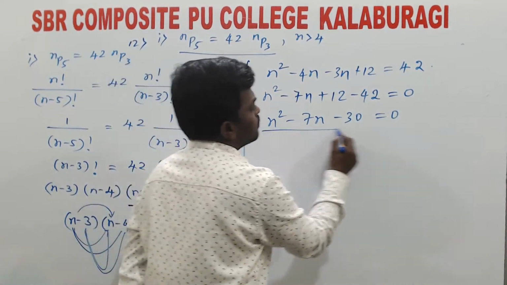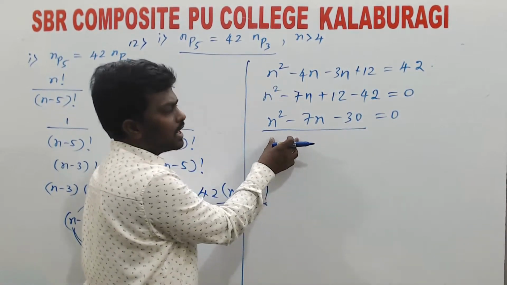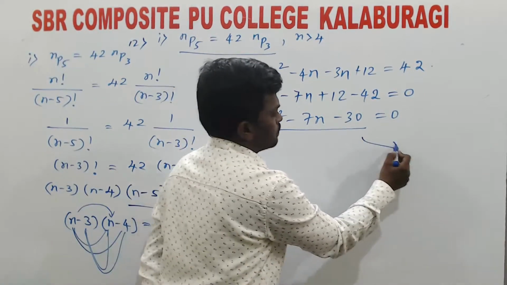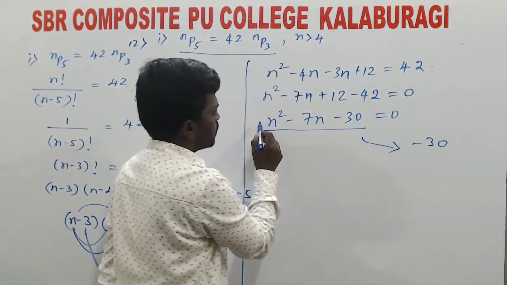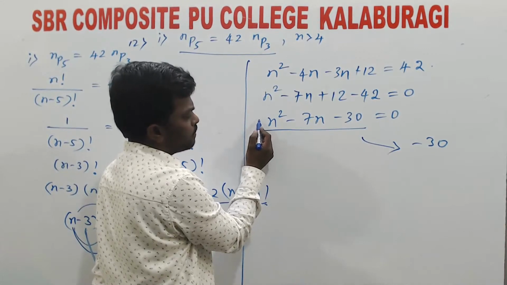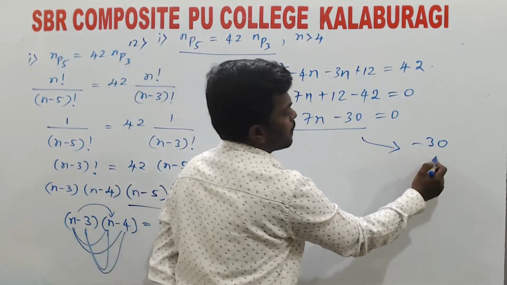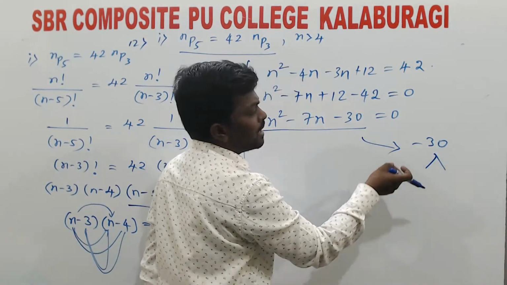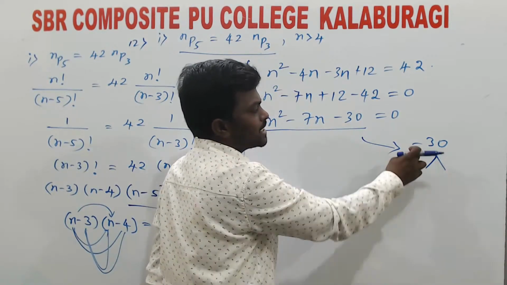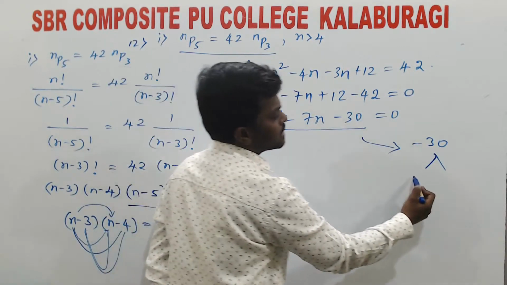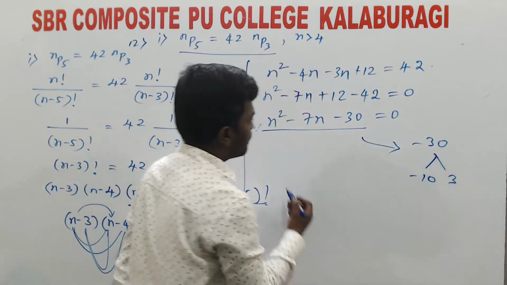So now observe here, this is nothing but a quadratic equation. We'll have two values of n. So factorize it. n square has a coefficient 1. If there's nothing over there, it means 1, right? 1 into minus 30, minus 30. Now find two numbers whose product is minus 30 and which, when you add or subtract, give minus 7. So minus 10 and 3, right?